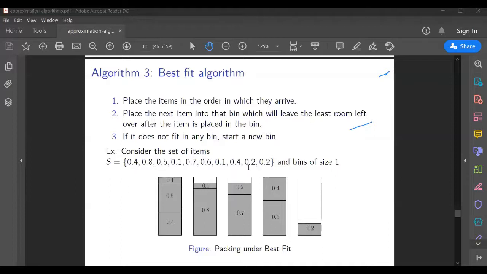Then 0.2, I cannot put it here. I can put it here, so that comes here. Then the last one, 0.2, it cannot fit here, it cannot fit here, so I have to go and open the next bin. So this is what we call the best fit algorithm.